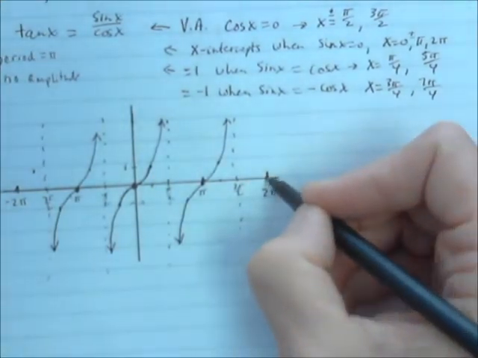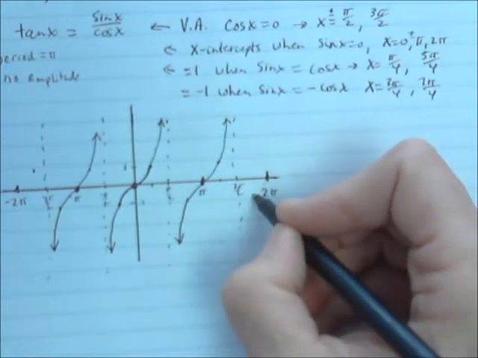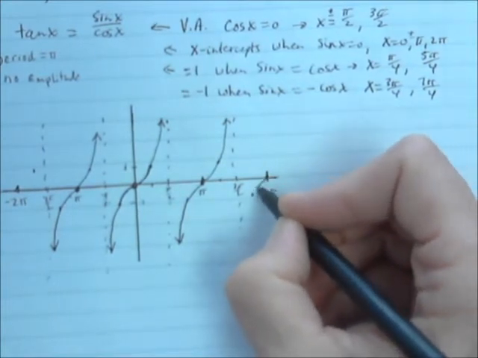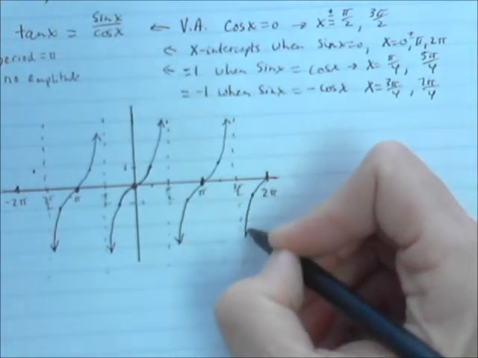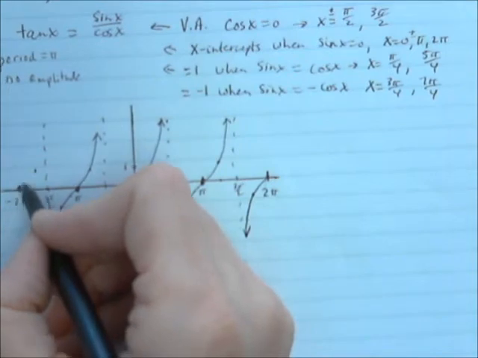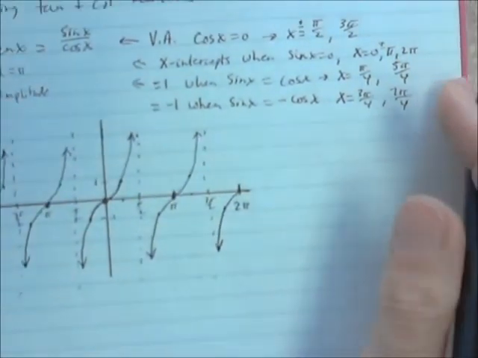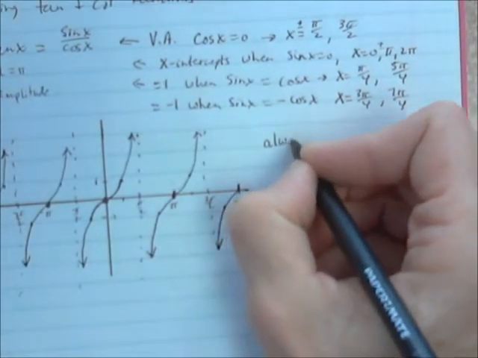And then over here, if you wanted to finish it up at 2 pi, then we have a negative 1 value here at 7 pi over 4, and this is concave down. And then over here at negative 7 pi over 4, this part of it is the concave up part. So this tangent graph is always increasing.